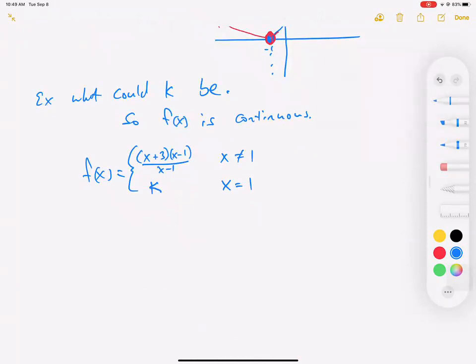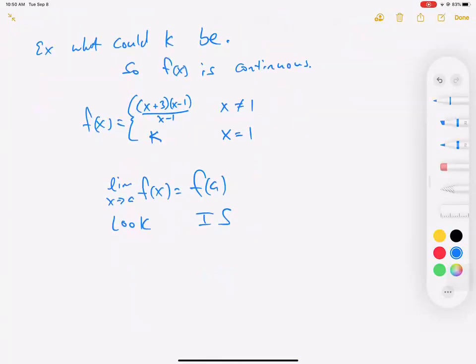Now, what should k be when x is 1 so that this function on top is going to be continuous? Remember, here is our definition. If something is continuous, the limit as x approaches a of f of x is equal to f of a. What it looks like is what it is.